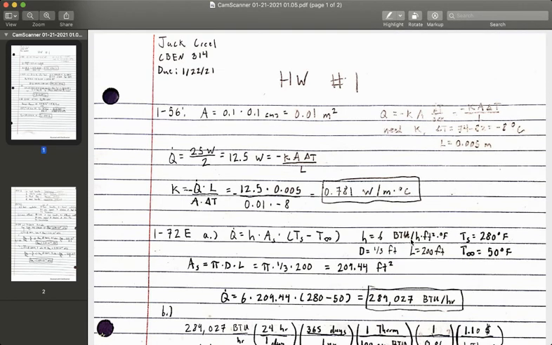All right, this is Jack Creel, and I'm going to be discussing the calculation problems for this first week's homework. So the first one is trying to find the thermal conductivity of a material.